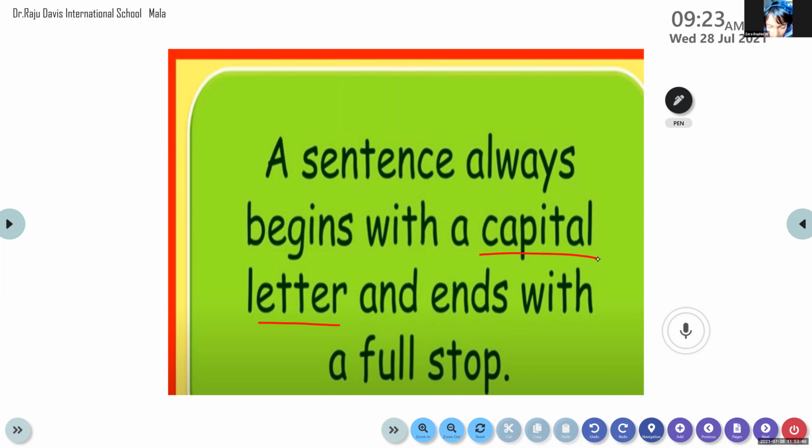A sentence always begins with a capital letter. Page number 7. A sentence always begins with a capital letter. And the second thing we need to remember is that a sentence ends with a full stop. Clear to all of you? A sentence begins with a capital letter and ends with a full stop. Clear to all of you?